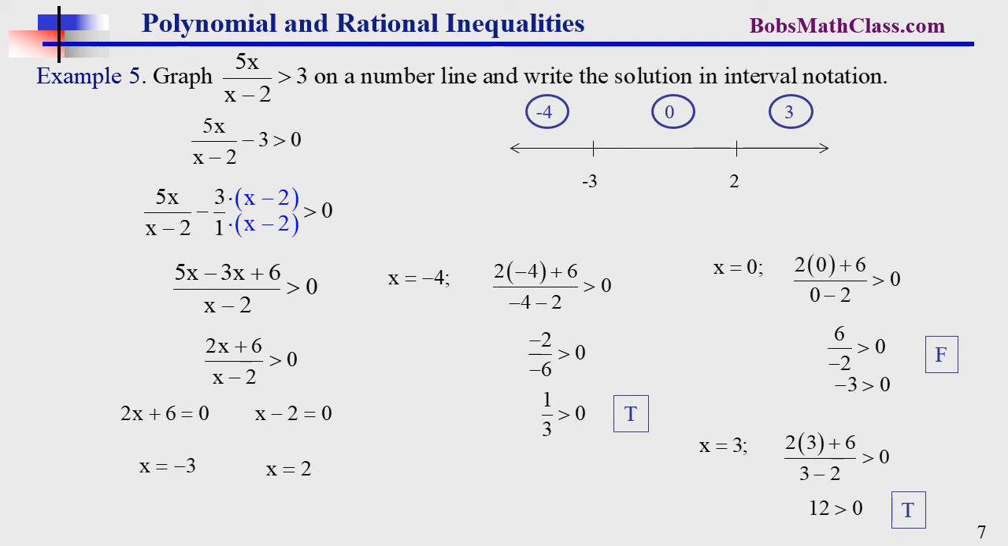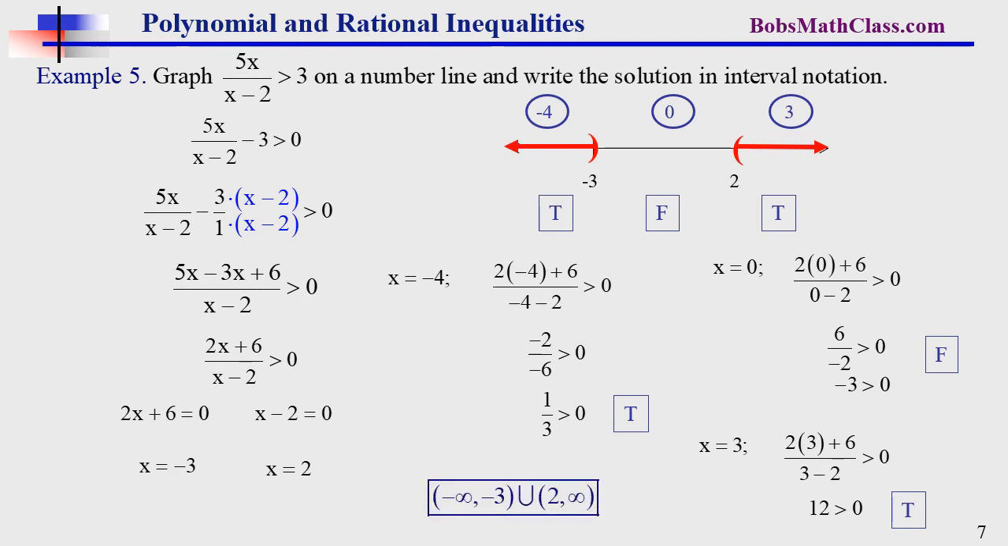So this pattern goes true, false, true. So we're going to shade the trues. And we're going to use parentheses when we shade it. We don't need to worry about which one comes from the critical value because they're both parentheses. So then our answer will be negative infinity to negative 3 union 2 to infinity, all parentheses.